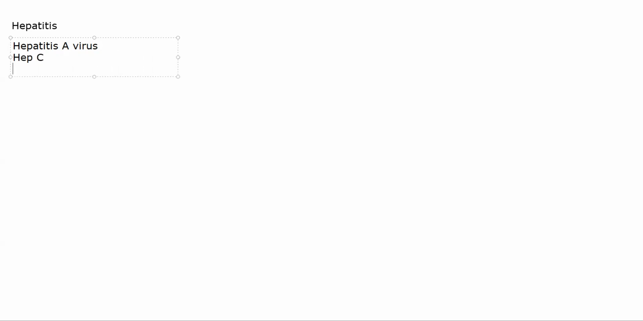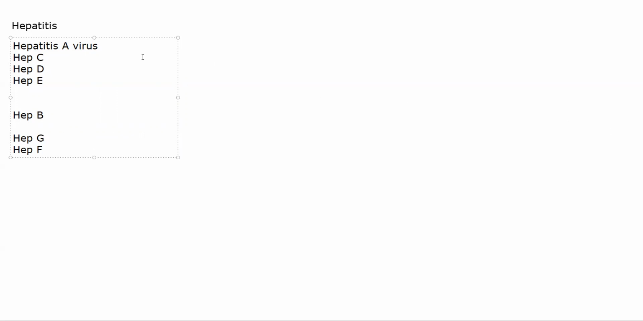Hep C, Hep D, Hep E, and Hep G and Hep F. For now, don't bother yourself about G and F. They are not as common and they're not clinically as relevant as the first 5 types.